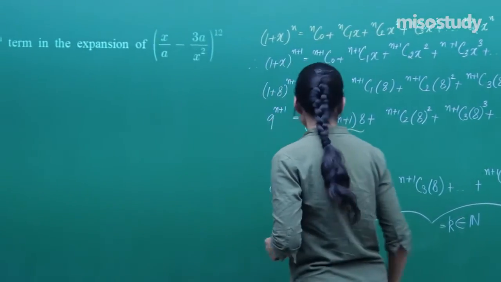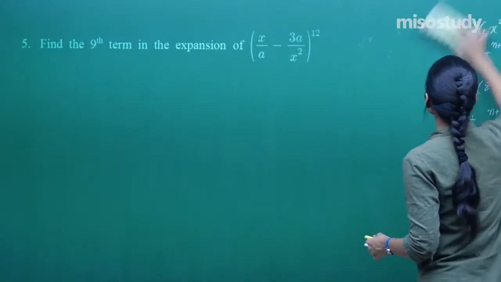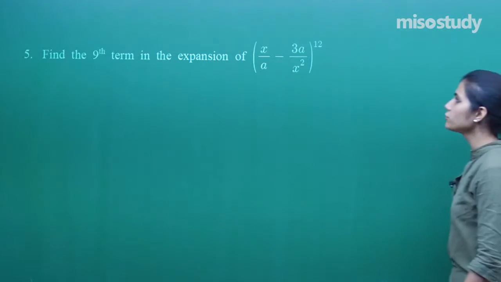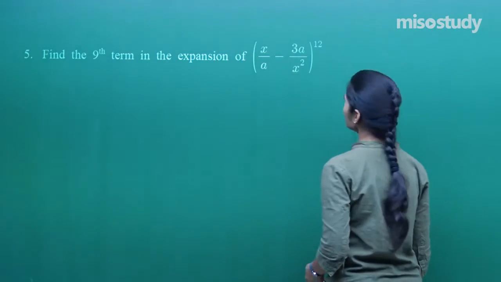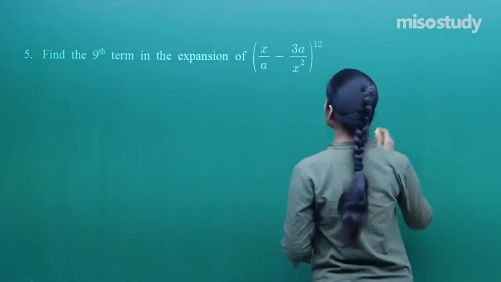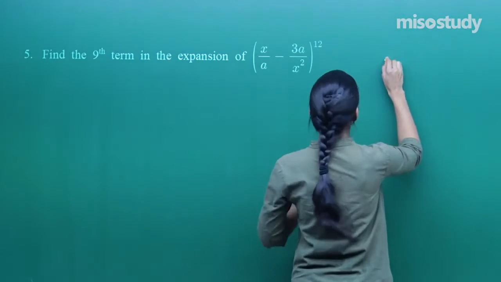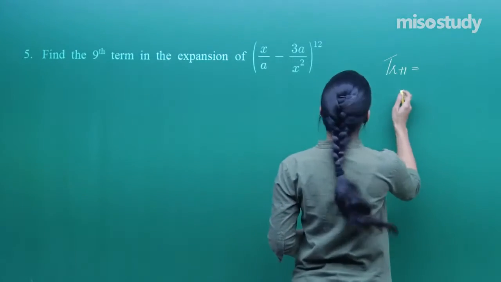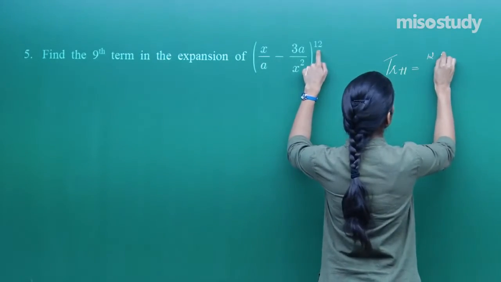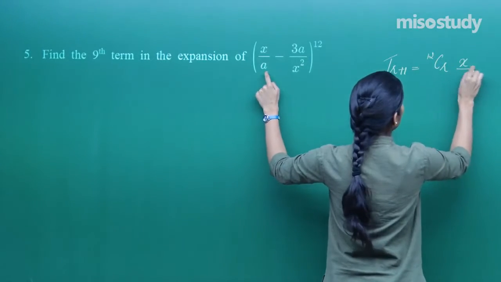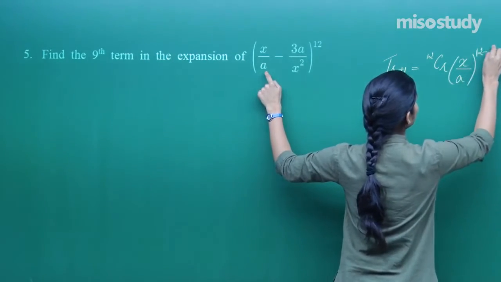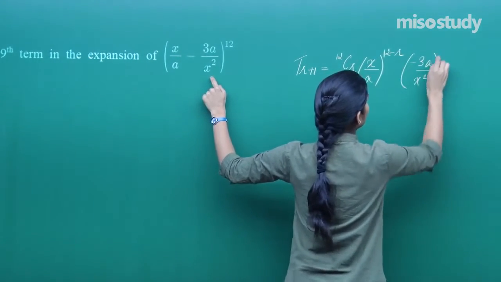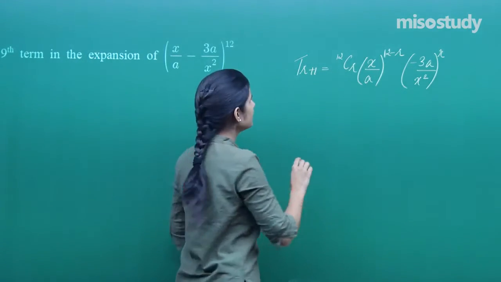Next question says: find the 9th term in this expansion. Let's find the 9th term. We know the general form of finding the (r+1)th term, so here also we have to do exactly the same. Let's begin the computation. What is the (r+1)th term in any expansion? The (r+1)th term is, with n = 12, 12Cr (x/a)^(12-r) (-3a/x^2)^r.